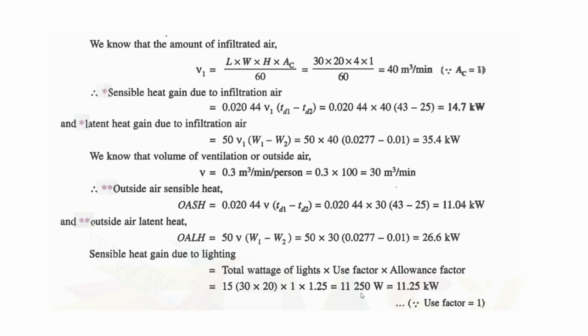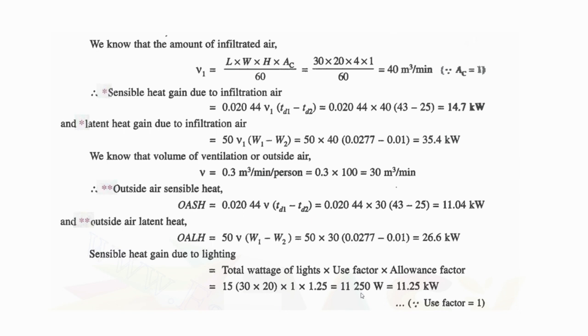Now that air will also add some heat into the room. So the sensible heat gain due to infiltration air is 0.02044 into volume flow rate into temperature difference. That is the standard formula. We will get 14.7 kilowatt of heat added by the air.